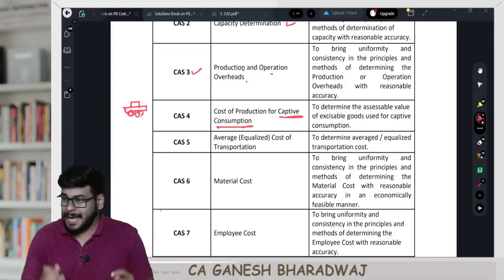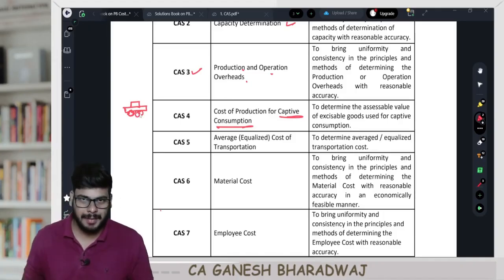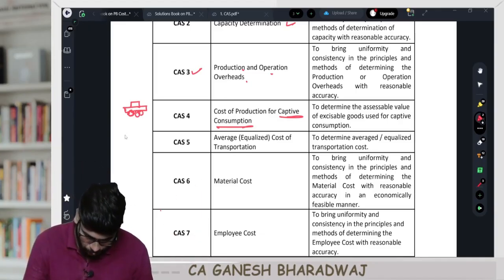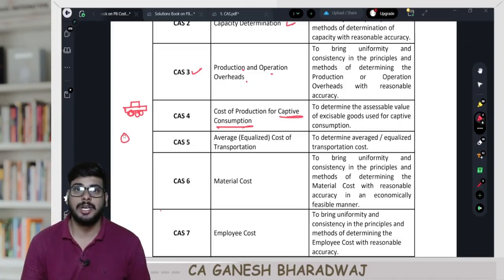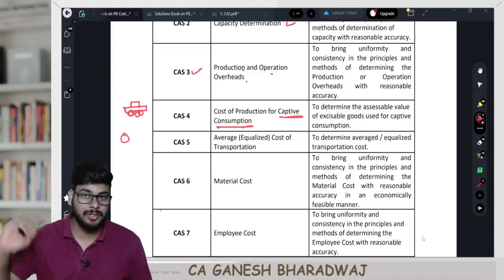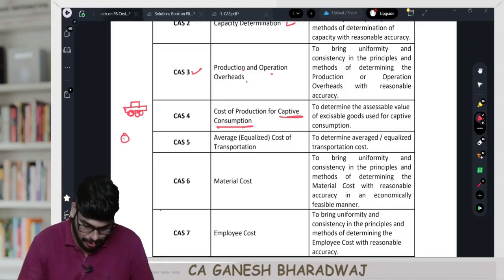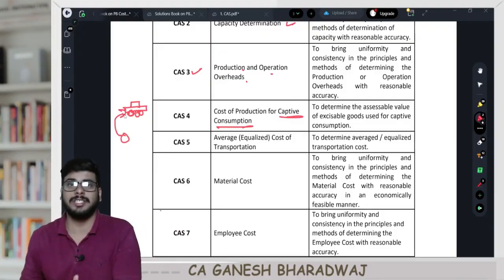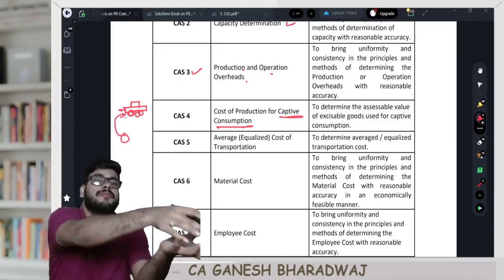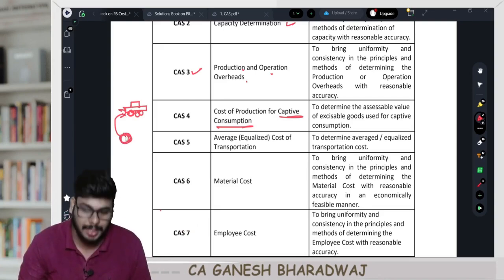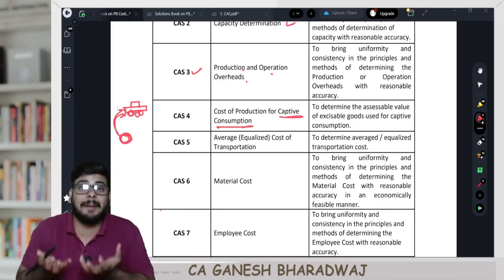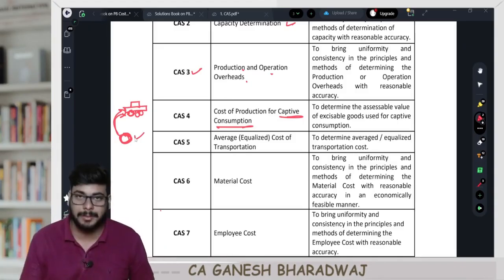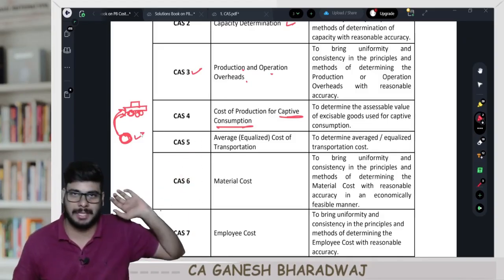I also opened one small factory adjacent to my car factory, where I manufacture tires. Sir, so you are also in the business of selling tires? No, I manufacture tires for the purpose of my car. I will not sell these tires to outsiders. I manufacture the tire which is used for my final product. So this tire manufacturing is called captive consumption. Captive consumption means I manufacture something and consume it for my own purpose. Are you clear with this?